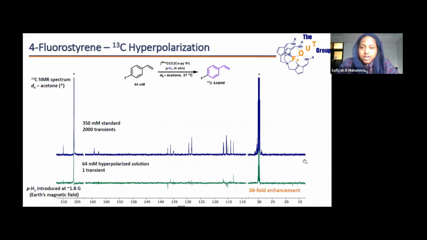Going to the carbon-13 nuclei, treating it under the same exact conditions, except we introduce pure hydrogen now at Earth's magnetic field, so pretty far away from the magnet. Shake the pure hydrogen into the solution, run it to the magnet, and take a scan. And so on the top, we have a blue spectrum, which is the thermal spectrum of a 350 millimolar solution averaged at about 2,000 transients. And below that is our single transient NMR experiment. And so with that, we get about 38-fold signal enhancement.